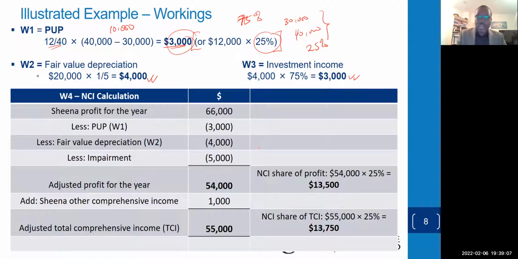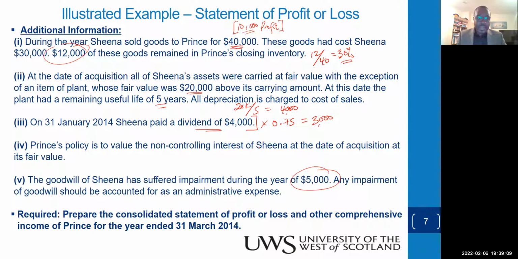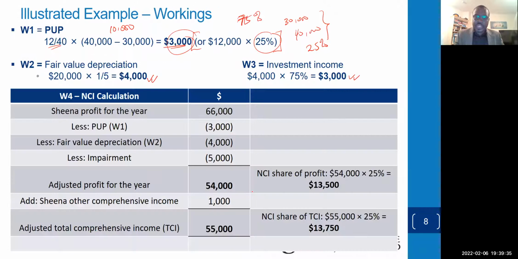Impairment is everything. One thing we should note here is that the goodwill of Sheena had suffered impairment. So the impairment value applies to the parent's holding in the subsidiary. Even if there is a midway acquisition in terms of prorata, you don't have to prorate. It is my share in the subsidiary which is impaired. It doesn't have to do with any timeline. Knock everything off. So the whole of this knocks off from the profit element.